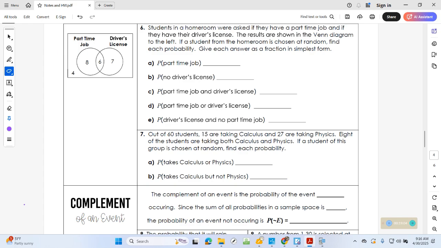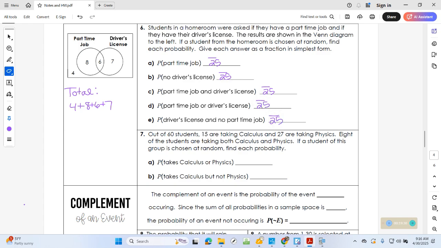Total amount of students. How are you getting that off the Venn diagram? If you're typing it in, what are you doing to all those numbers? Adding them up. So what's 4 plus 8 plus 6 plus 7? Okay, so I know these are all going to be over 25. I'm going to fill that in. Start with the easy part.